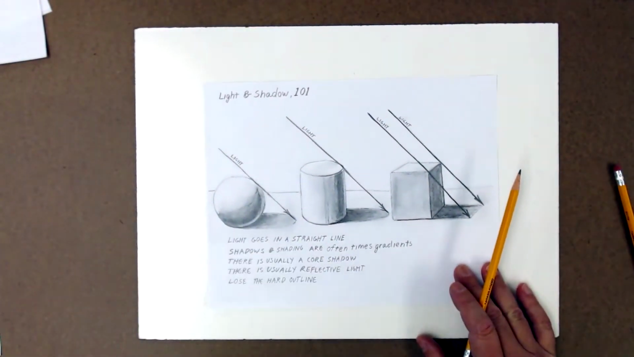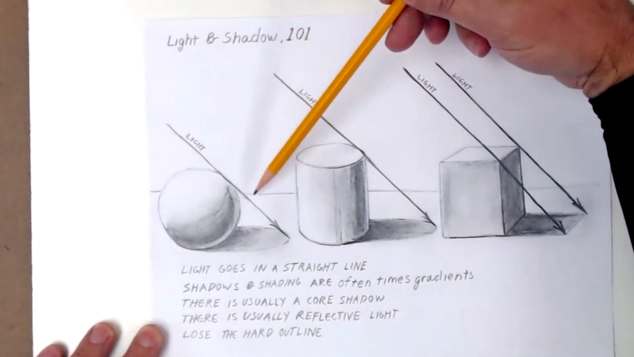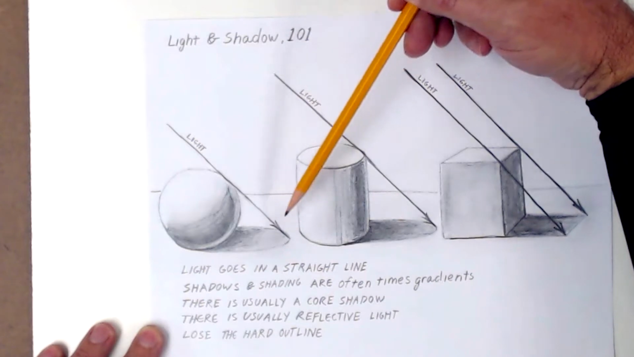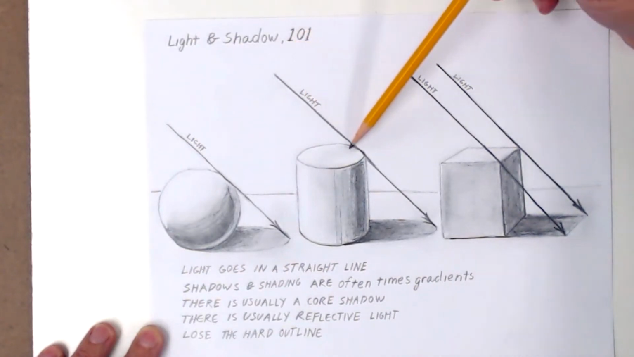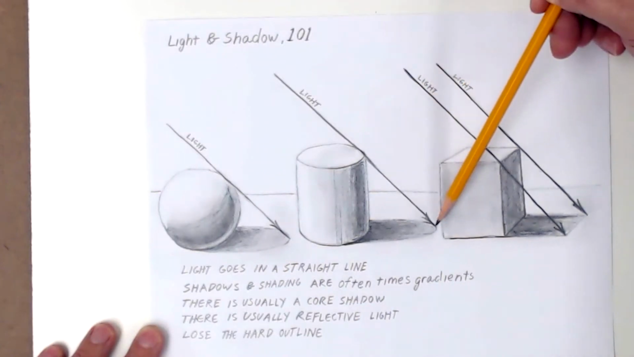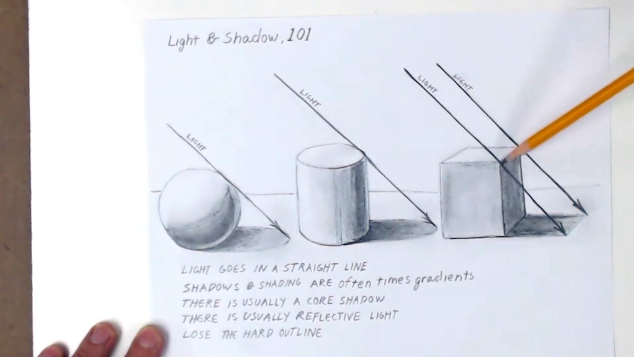So for instance, here's shadows 101 right here. We've got our light coming in, straight line. You can see where it hits the edge, comes down, that's where the edge of the shadow is. Coming down, that's where the outside edge is. That's how far the shadow is going to be. Here on this one, look, we've got an outside edge here. We've got one here. Look at that. And it's made this shadow right here.